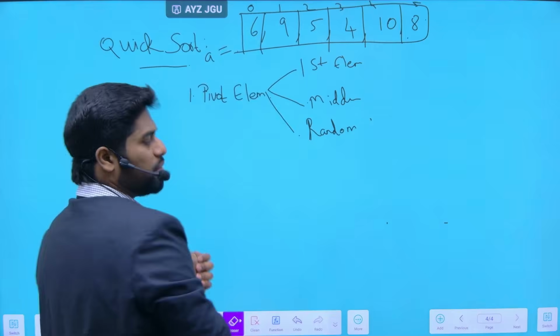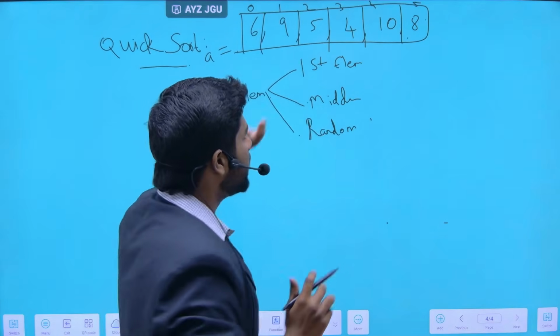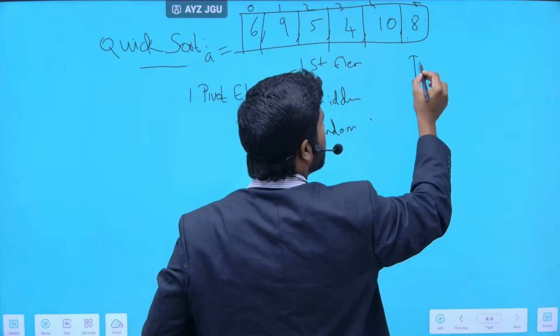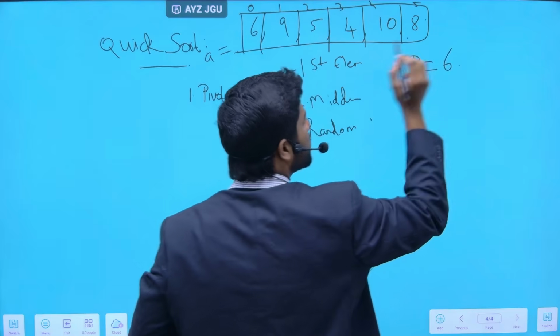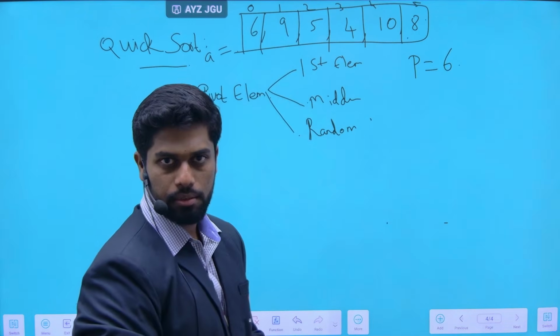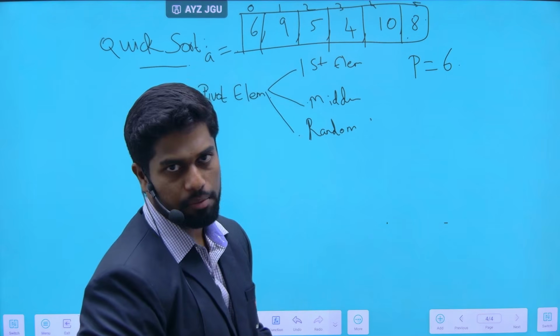After choosing the pivot element, here I have taken the pivot element as 6. Pivot element equals 6. What is 6? The very first element. The very first element is the pivot element I have chosen.